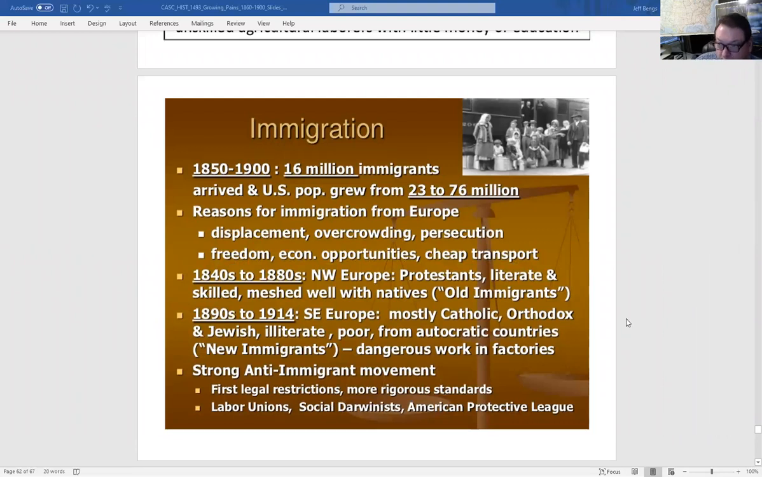Got a couple more slides here that give descriptions of these things. There's the 1840 to 1880 group, the old immigrants, 1890 to 1914. They're also from countries that are not like the United States. They're more autocratic countries, so they're not accustomed to constitutional government. The older immigrants assimilated well with the natives that already lived here. And when I say natives, I'm not talking about Native American Indians. We're talking about the European Americans that are already here because of their ancestors having immigrated here in the 16 and 1700s.